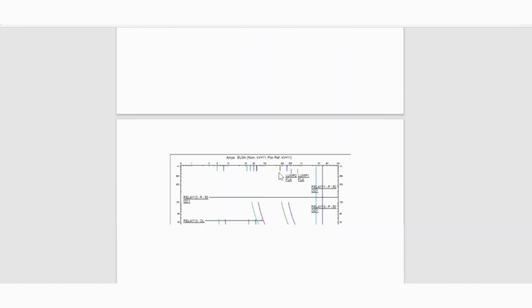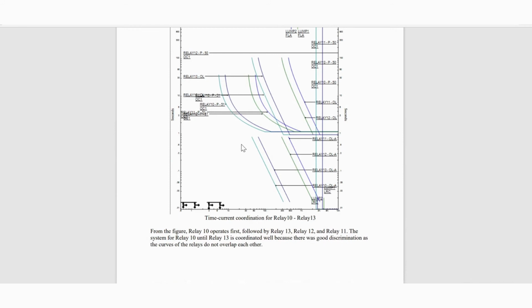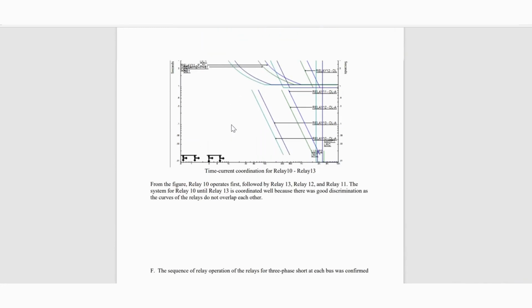After that, this figure shows the time current coordination for relay 10 to relay 13. From this figure, we can see that relay 10 operates first, and then followed by relay 13, then relay 12, and last is relay 11. So the system for relay 10 until relay 13 is coordinated well because there was a good discrimination as the curves of the relays do not overlap with each other. So yeah, that's all for part E.